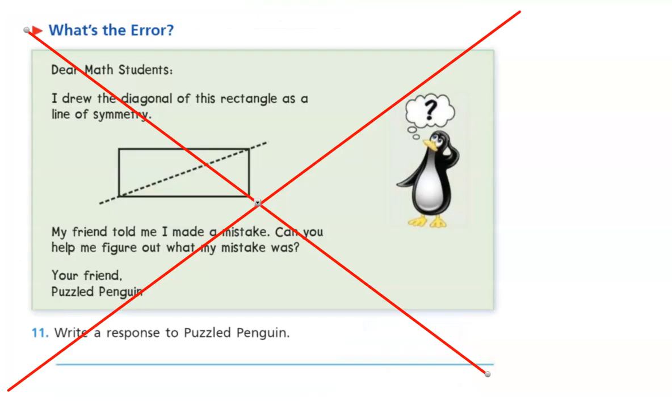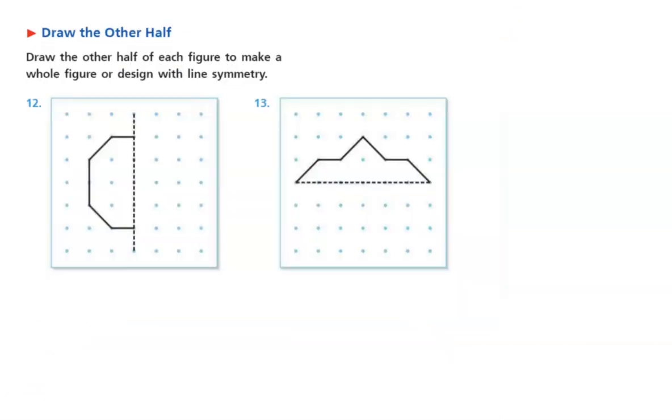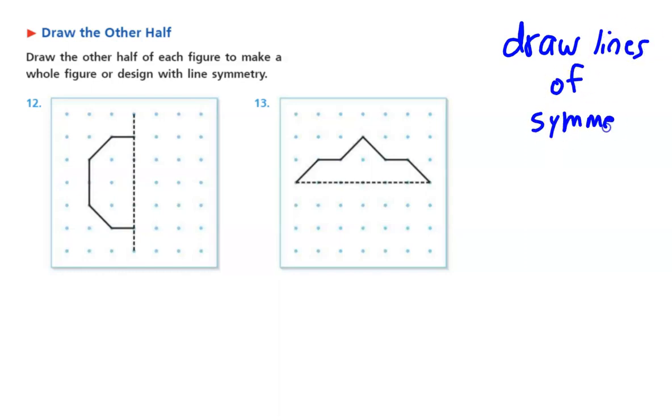Number 11 is a puzzled penguin that I don't totally want you to talk about because we already kind of briefly mentioned it. So I'm going to have you go ahead and come to 12 and 13. So I'm going to give you some time. You might want to pause this video after I give you the directions. So for 12 and 13, and actually I believe the next questions 14 and 15 as well, it wants you to draw the other half of your figure to make a whole figure or design with line symmetry. And then I'm going to ask you to go one step further. I want you to draw your other lines of symmetry. So let's do number 12 together, and then I will have you pause the video and try 13 through 15 on your own. So number 12 is asking you to draw this.